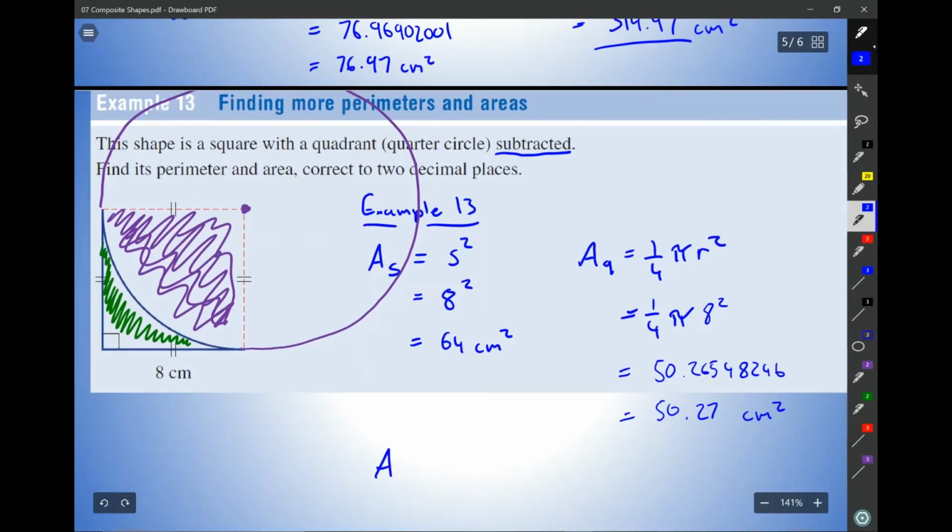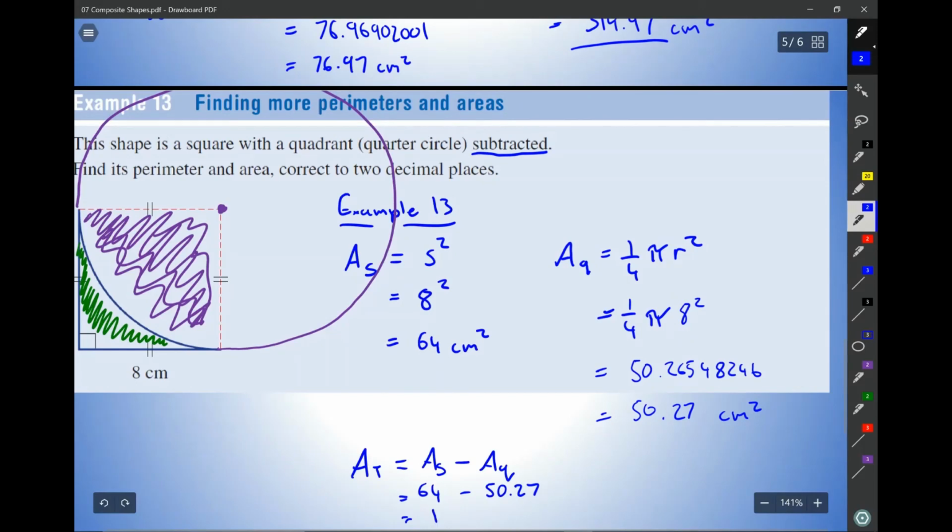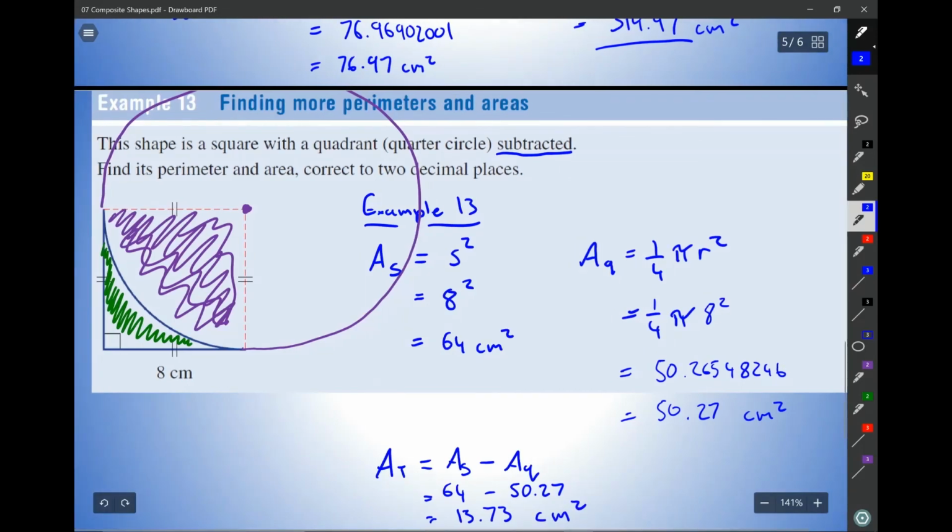Now the total area is the area of the square minus the area of the quadrant. 64 minus 50.27 is 13.73 centimeters squared for the green area here.